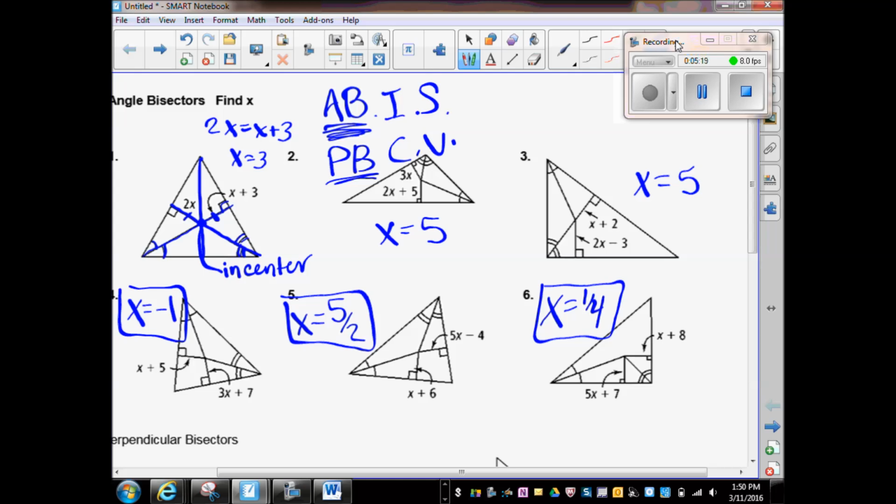So again, we're dealing with angle bisectors. And if we were dealing with perpendicular bisectors, what would we have as our point of concurrency? The circumcenter. And what do we know about our circumcenters? Same distance from what? Vertices.